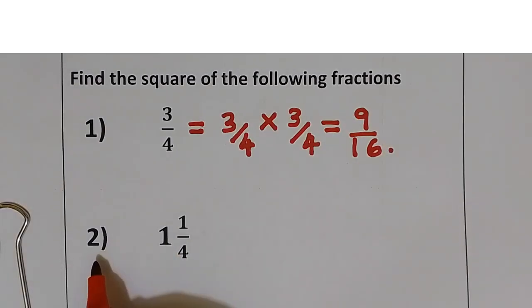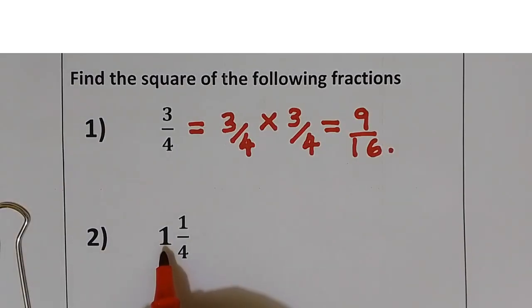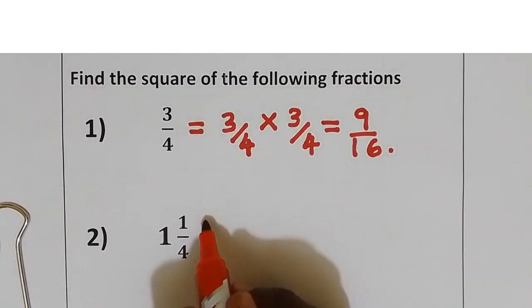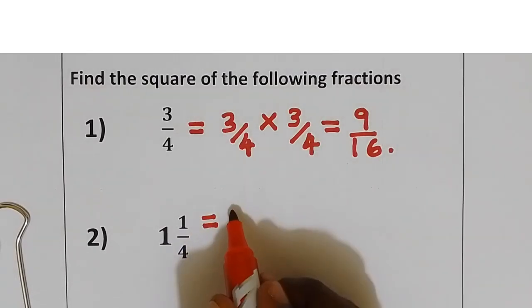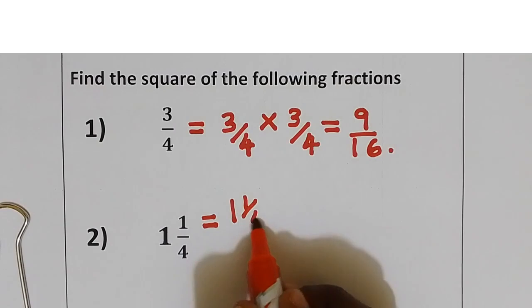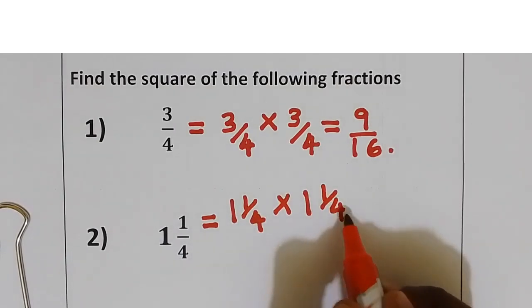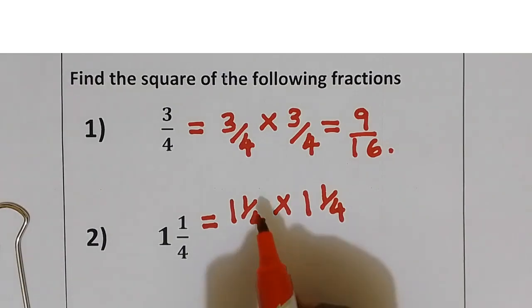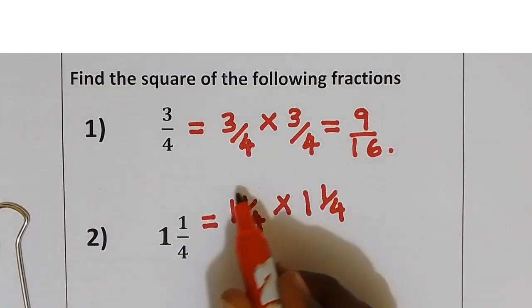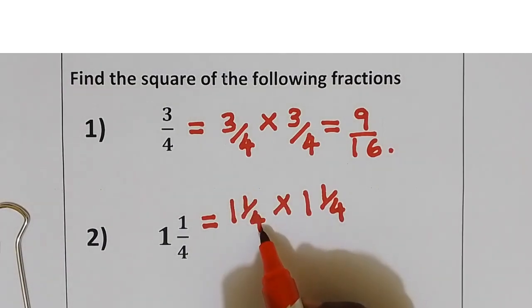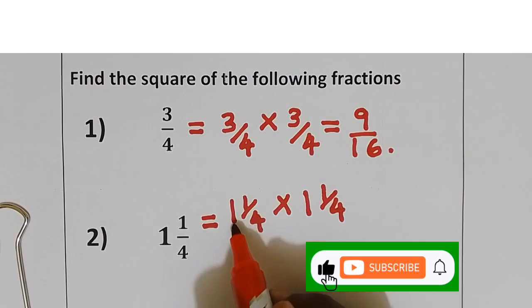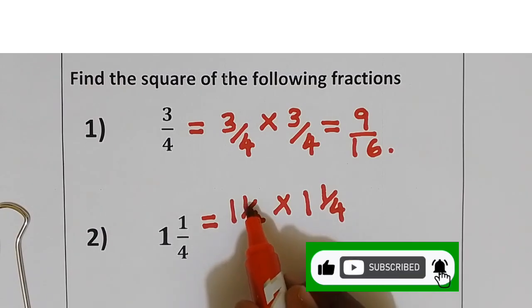Let's do question number 2. We need to find a square of 1 and a quarter. This is equal to 1 and a quarter multiplied by 1 and a quarter. I'm going to change these mixed numbers into improper fractions. That is going to be 4 multiplied by 1 is 4 plus 1. We get 5 over 4.